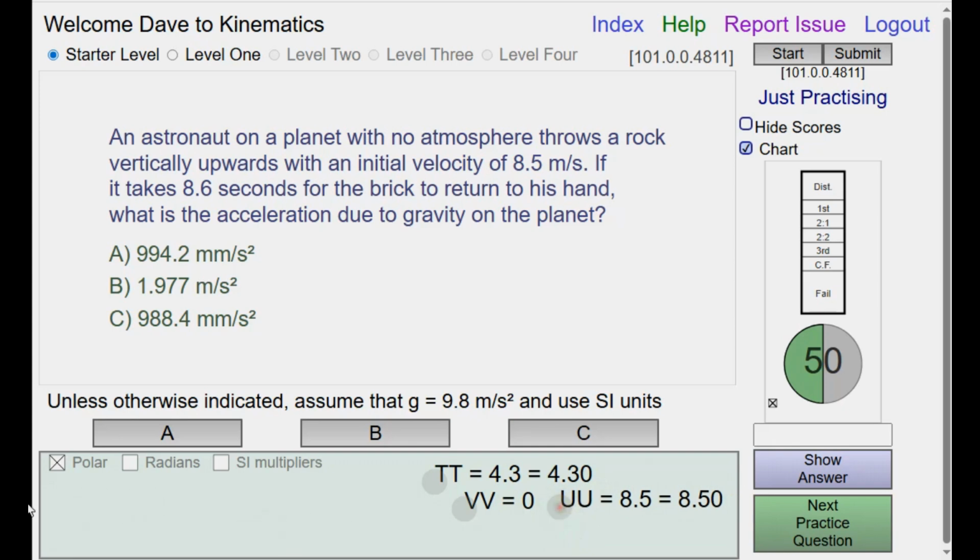And we want to know the acceleration, so let's use v = u + a t. It knows what the values of three of these four quantities are, so it can work out the other one, and it will tell me that the acceleration due to gravity is 1.977. Negative because acceleration is down.